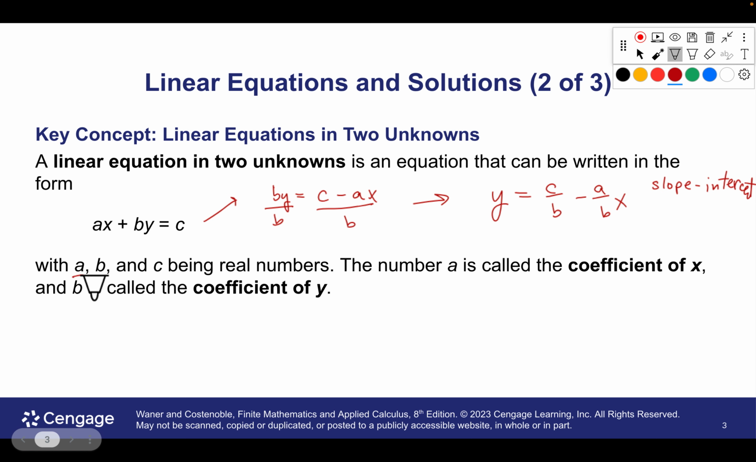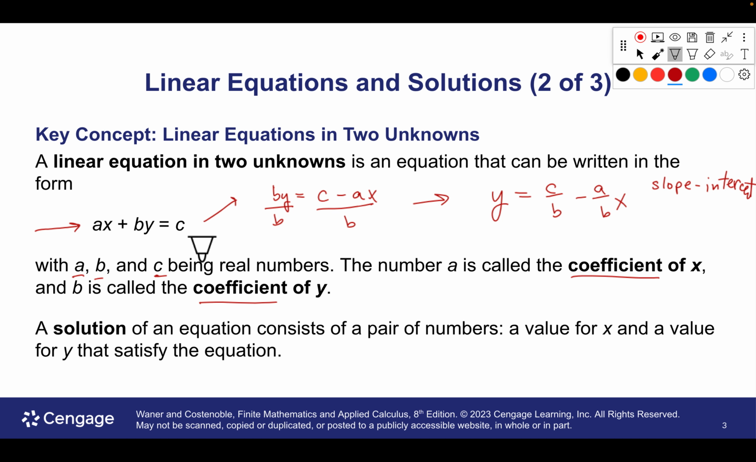The numbers a and b, and c as well, those are real numbers, they're amounts. And a is the coefficient of x, b is the coefficient of y. Now what we're going to see is that this general form is in many ways much more useful for us in what we're going to be doing than the slope-intercept form. Because eventually what we do is we're going to use matrices, which is basically just using those numbers a, b, and c. But that's a little aside.